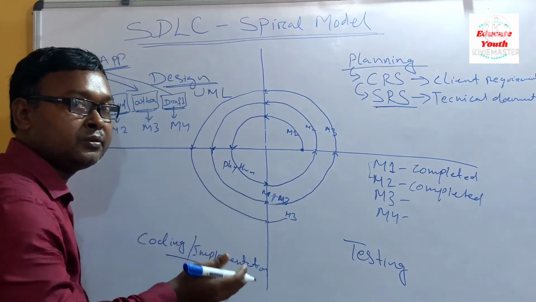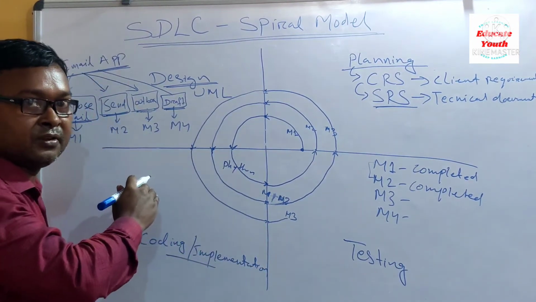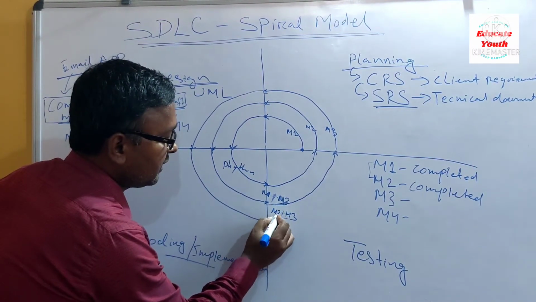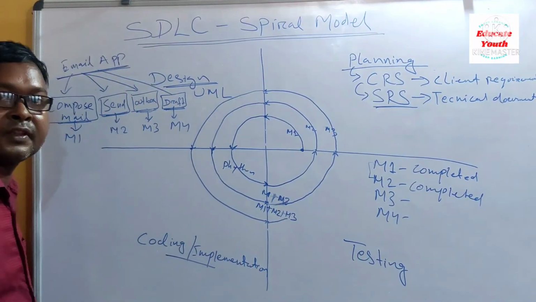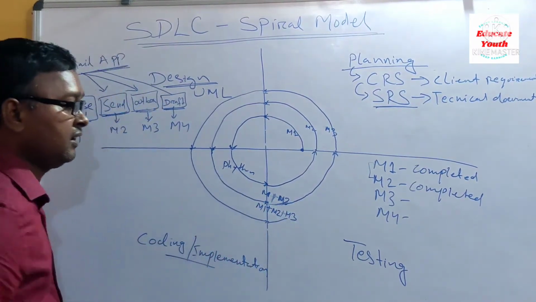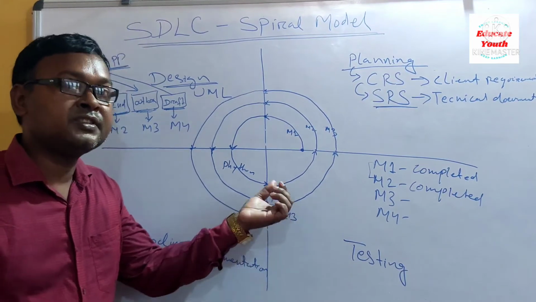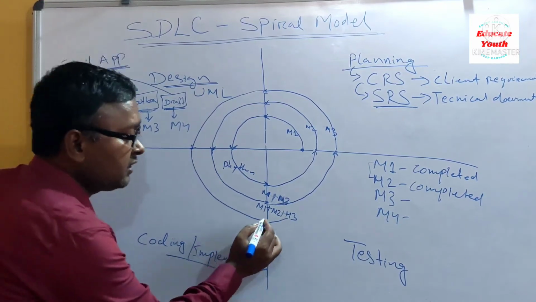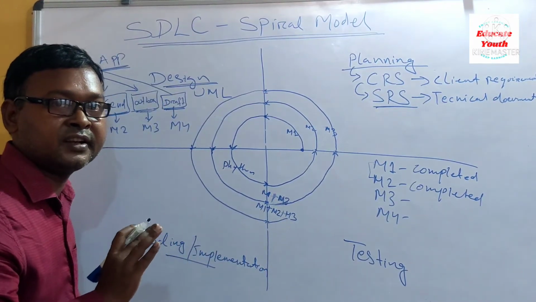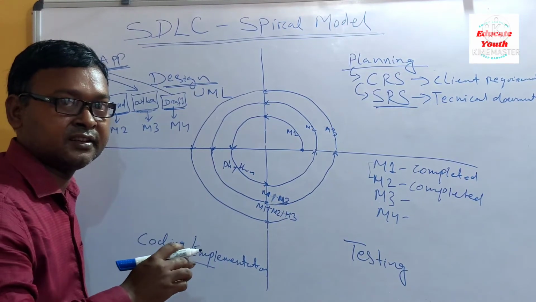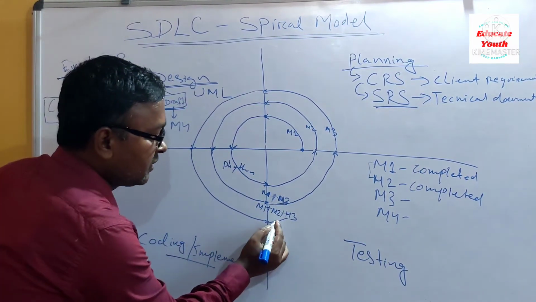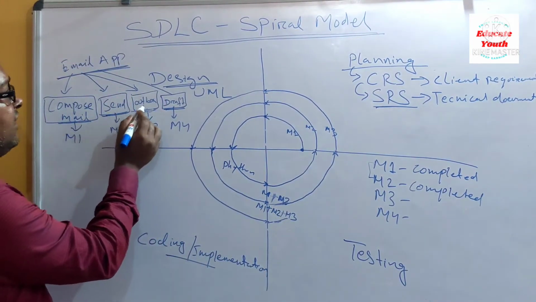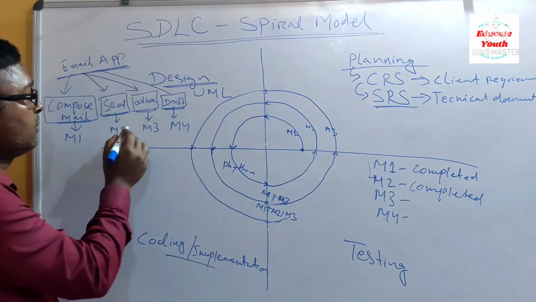Right now you need to do the integration of the previous modules also, M1 and M2. So do the integration over here. After integration, you need to check the functionality of that particular application with these three modules. Are these three modules working fine or not? After integration, you need to do the testing activities. So do the testing for M1, M2, M3: compose mail, send and outbox.